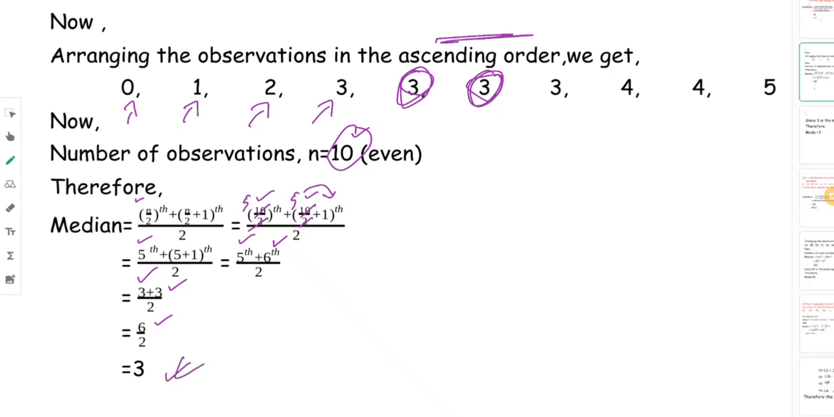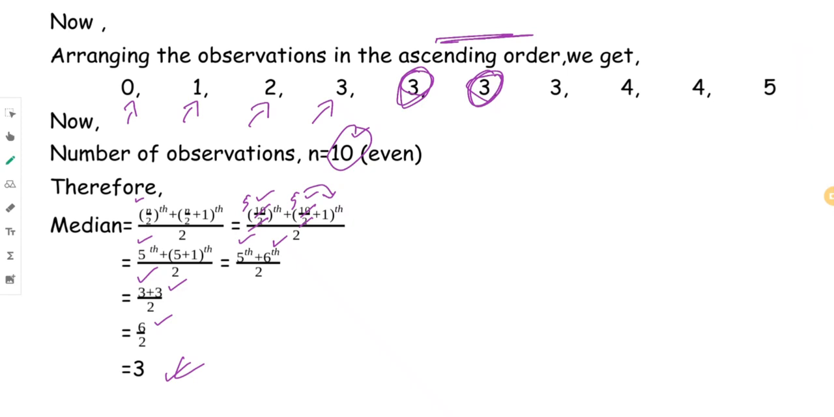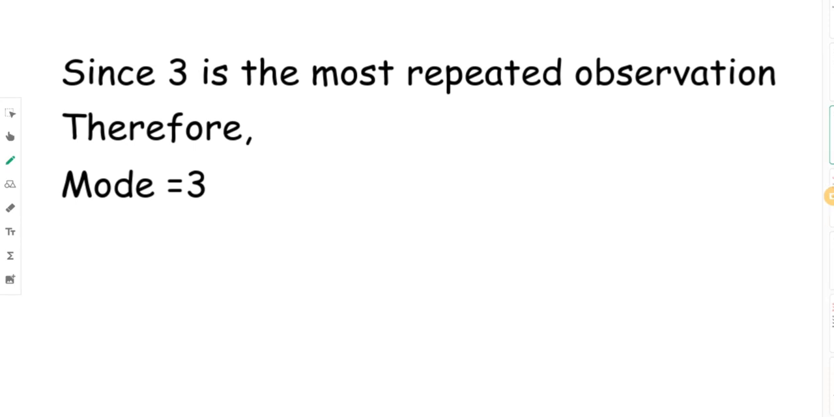All right, now for mode, pretty simple. The frequency or the observation that is repeating the most, right? If you look here, it is 3. You can see that 3 is repeating 4 times, right? That is why our mode will simply be 3.